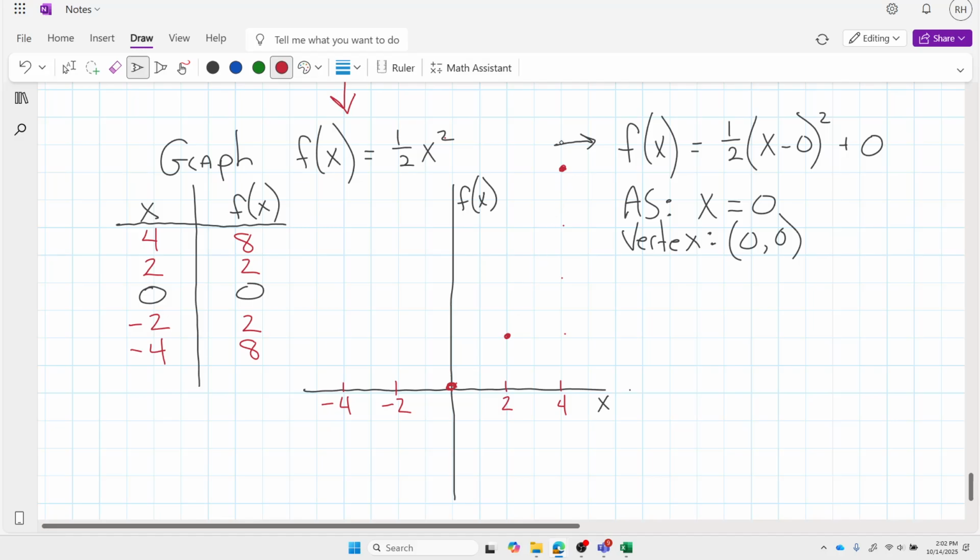Now, a parabola is symmetrical. So wherever you plot these 2 points to the right of this axis of symmetry, you plot to the left. So we can just go 2 to the left, or you can just go to -2, 2, and then -4, 8 would be right up here.